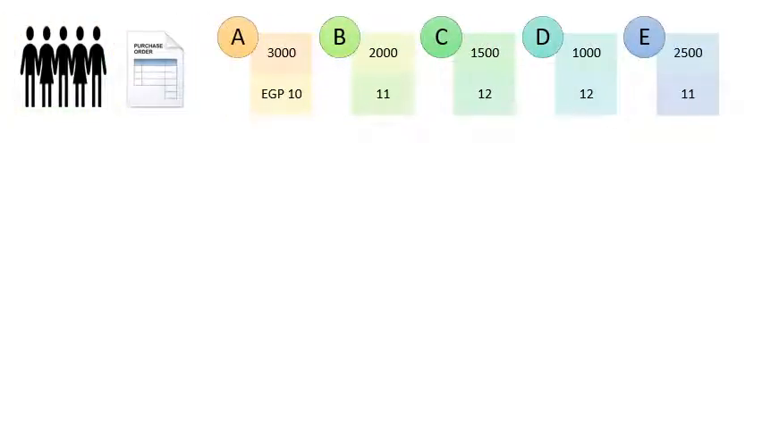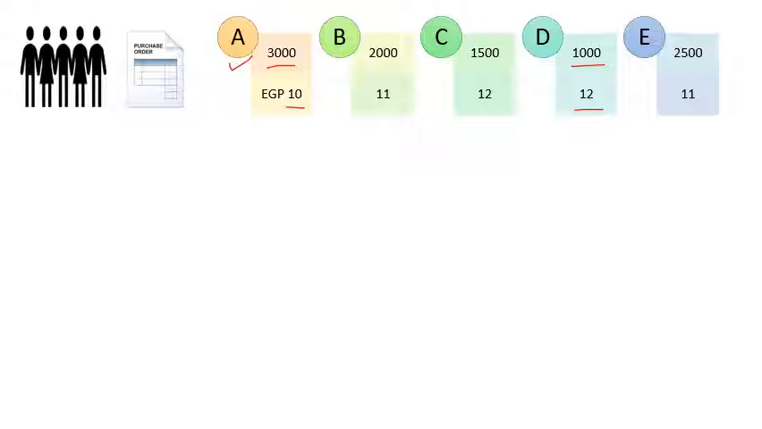If the investment bank received five purchase orders from five potential investors, in each order the investor will determine how many shares he wants to buy and at which price. For example, investor A requested 3,000 shares and he is willing to pay 10 Egyptian pounds per share, while investor D wants to buy only 1,000 shares and he is willing to pay 12 Egyptian pounds per share.